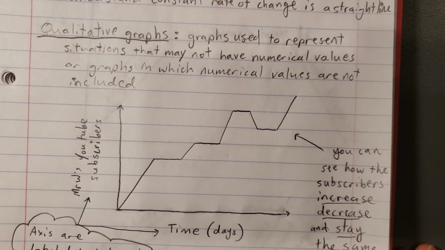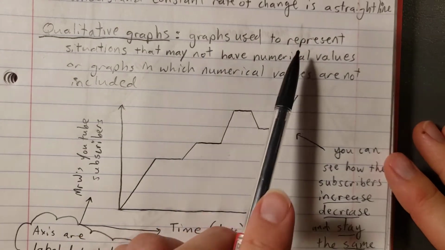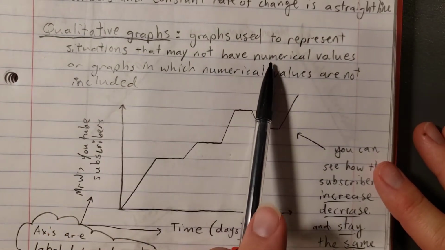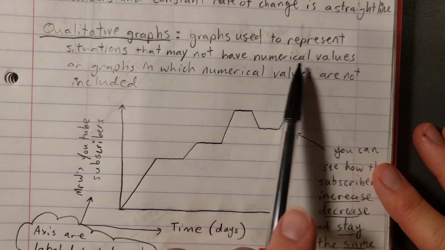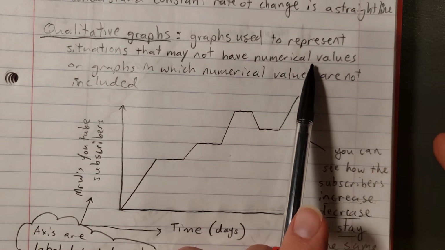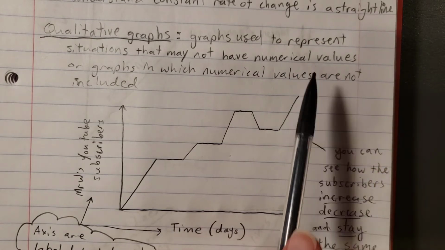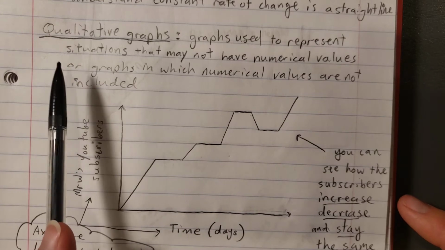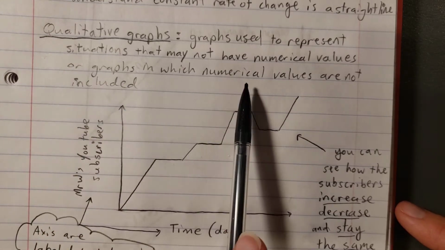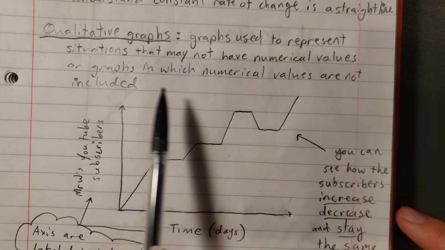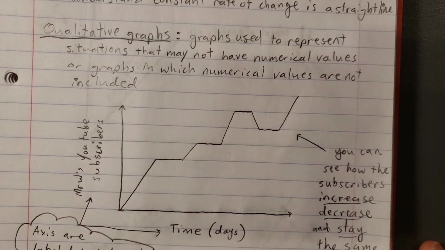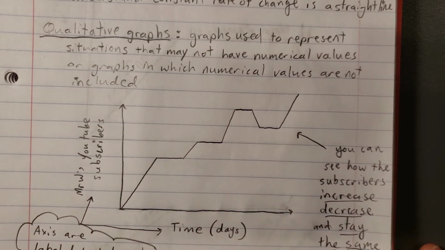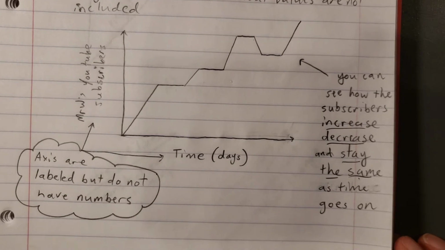What is a qualitative graph? It's simply a graph used to represent situations that may not have numerical values. So we're not dealing with the numbers. We're just dealing with increase, decrease, or staying the same, no change. So they could be graphs in which numerical values are not included. So you can see my example here. Pause, copy, and then move on.